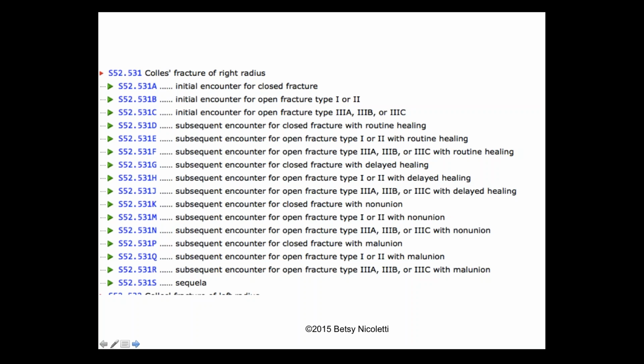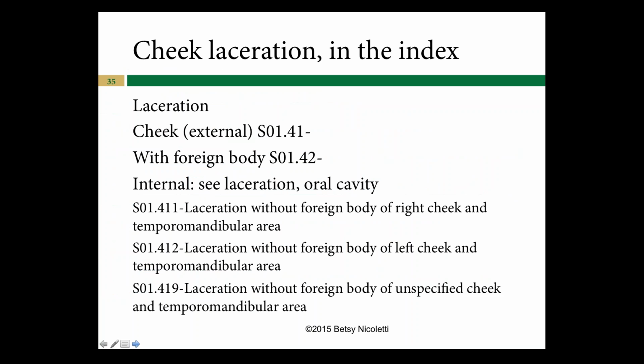How about a laceration? Here's a cheek laceration. I go to the index, laceration, cheek. Is it external? Does it have a foreign body? It tells me for internal, see laceration, oral cavity. And then if I have codes for without foreign body, I'm going to have codes for with foreign body. Was it the right, left, the right cheek, the left cheek, or an unspecified cheek?